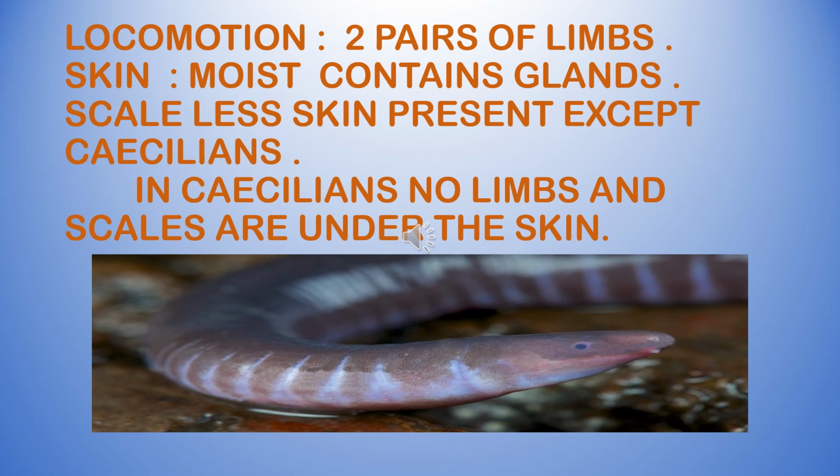Locomotion is by two pairs of limbs and the skin is moist, containing glands. Scaleless skin is present except in Caecilians. In Caecilians, there are no limbs and scales are present under the skin. This is the speciality of the Caecilians.